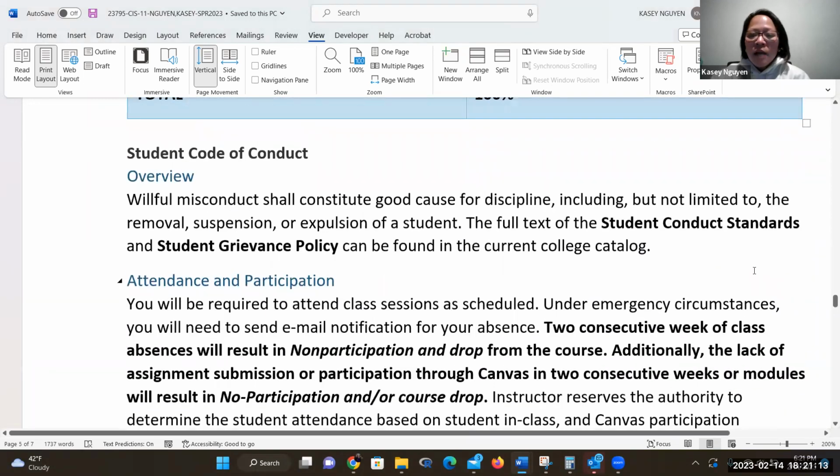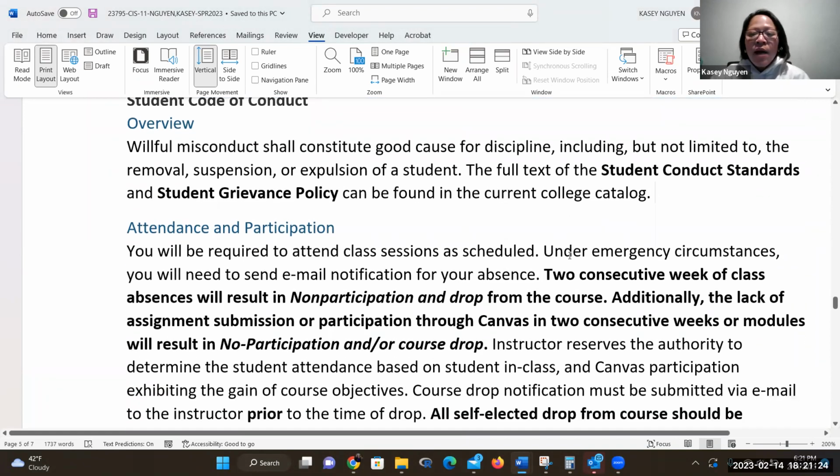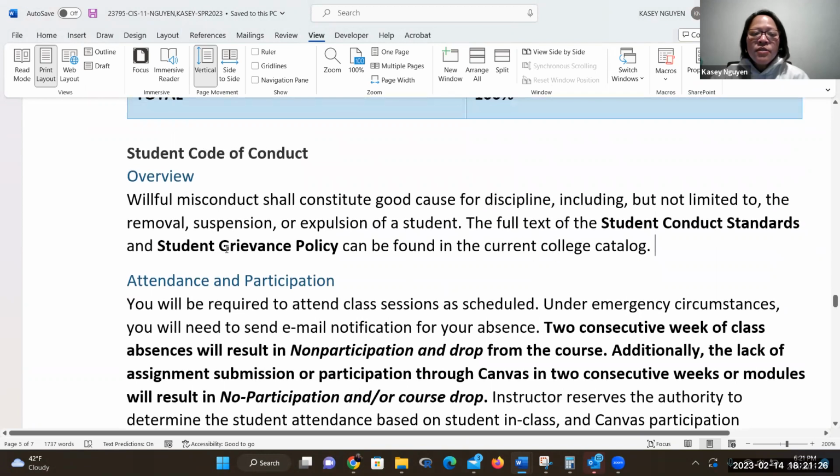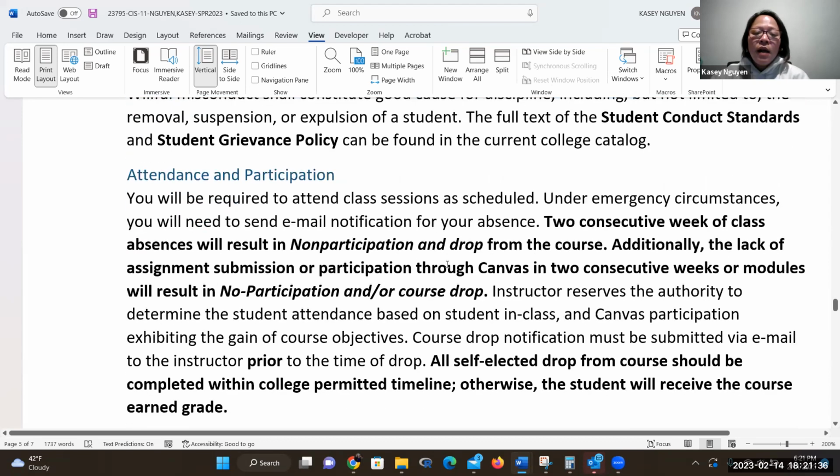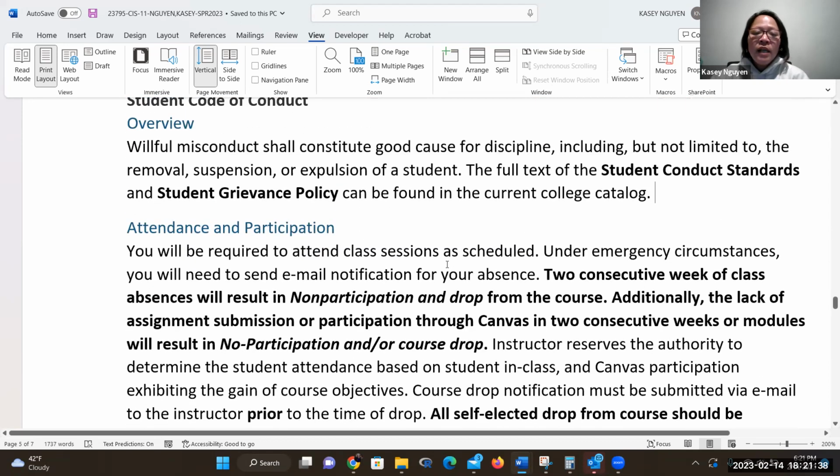For student conduct, by college policy, just be respectful to each other and be mindful that we are all different. If you have any issues, there is a student grievance policy for complaints. But if you have issues, please address that with me, and I will be able to identify the problem and hopefully help you resolve it.